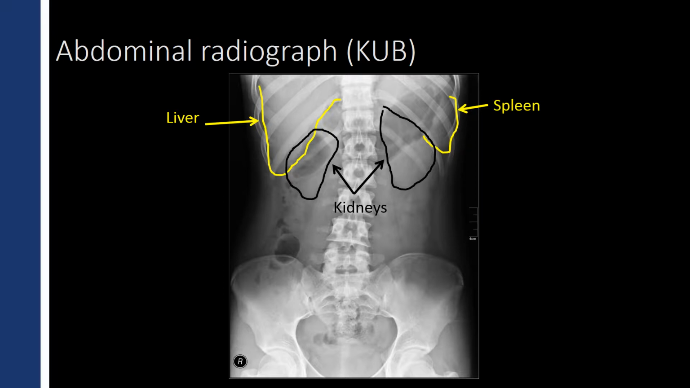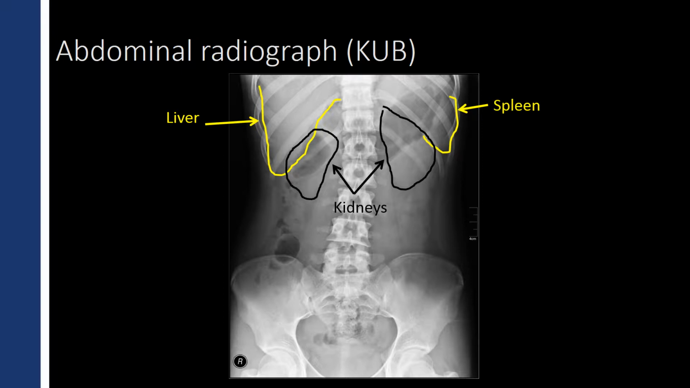It's difficult to see space-occupying masses or cysts on the kidneys unless they're quite large. And certainly we can't really see any intrinsic masses within the kidneys. We don't see the ureters at all. You may see a stone in the ureter, but you're not going to see the ureter.